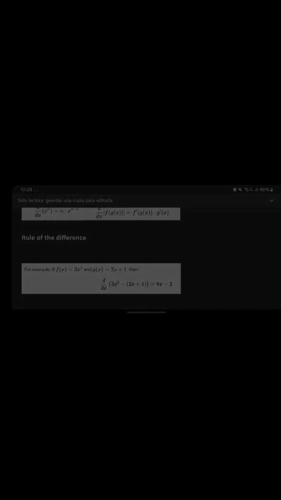And the difference rule is basically this: you have to differentiate both functions, and the sign is minus. This is an example: 3x² minus 2x plus 1 equals 6x. That is the derivative of 3x², minus the derivative of the 2x plus 1, and that is all.